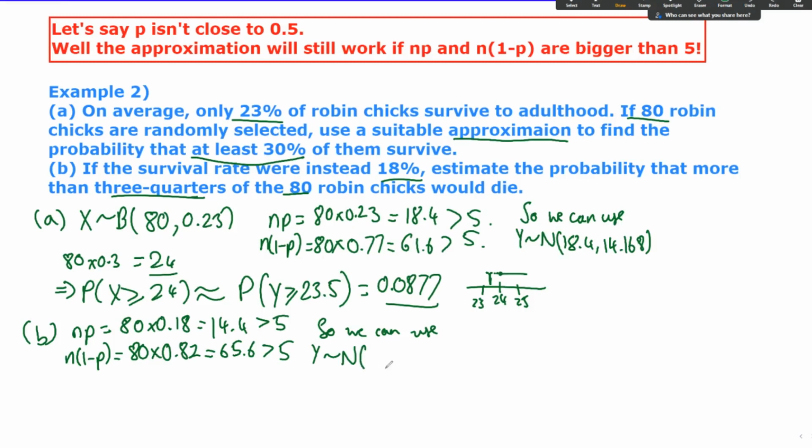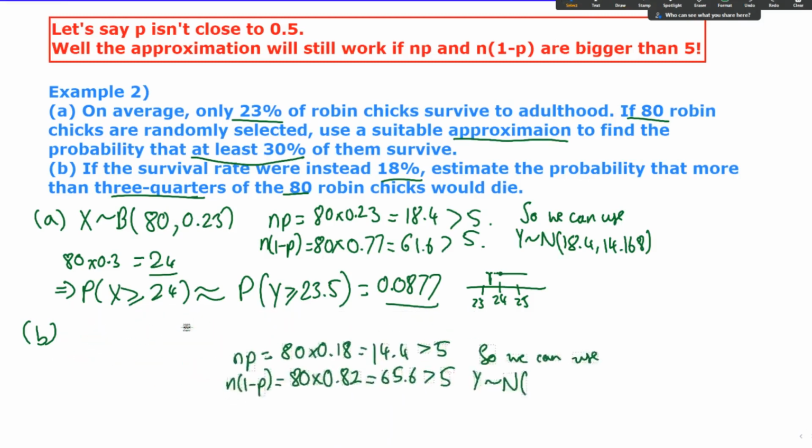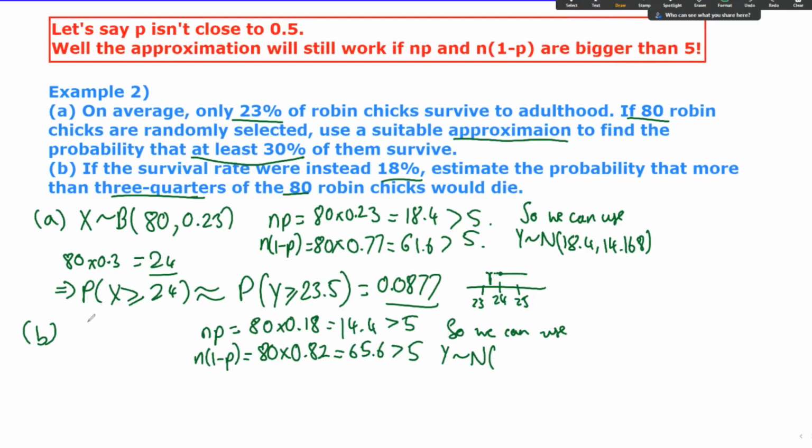So we can see they're both greater than 5, so we can use this normal variable. My bad, I probably should have written out our new binomial variable, so let's not confuse it with the old one. Let's put a hat on it. Now we still have 80, but our probability has changed. So now let's give Y a hat. np we already know is 14.4, and n times p times 1 minus p is 11.808.